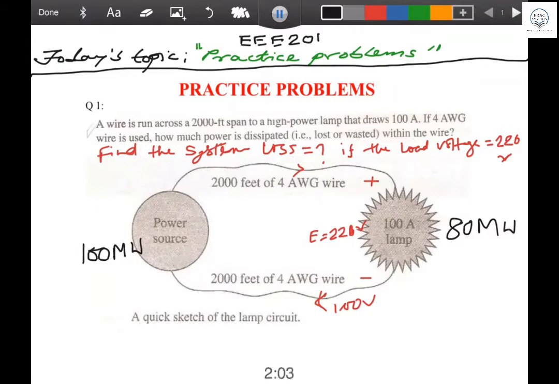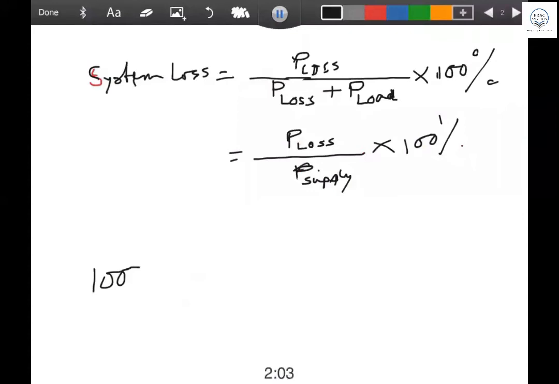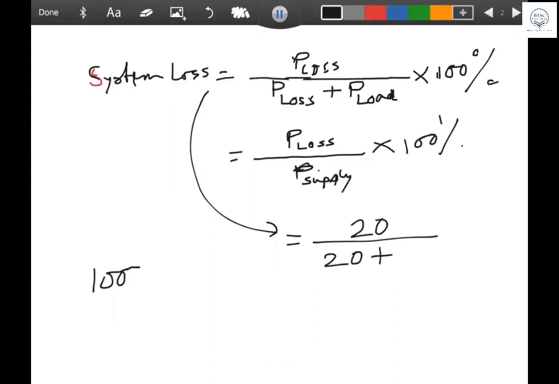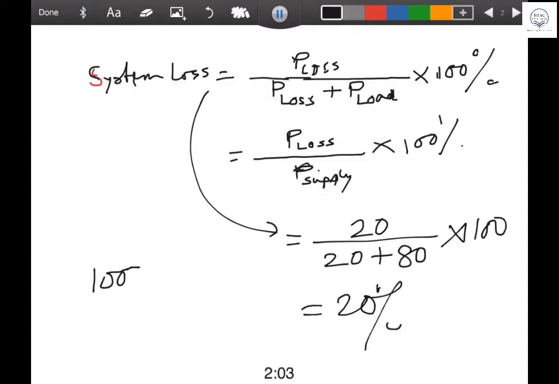20%. 20 loss. So if it is 20, then the system loss calculation is either this or that, whatever way. The 20 divided by 20 plus the load side: we are getting 80 watt into 100. So the system loss here is 20%. And if you use this equation, it is straightforward. You get the value because the loss is 20 and the total supply is 100, into 100. So ultimately you are getting 20%. Same equation, same value. So either this or that, same thing. Ultimately, the system loss in this case will be 20%.